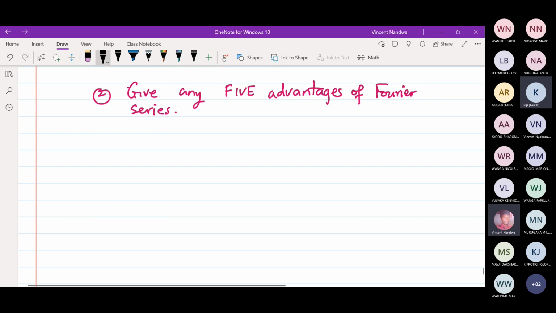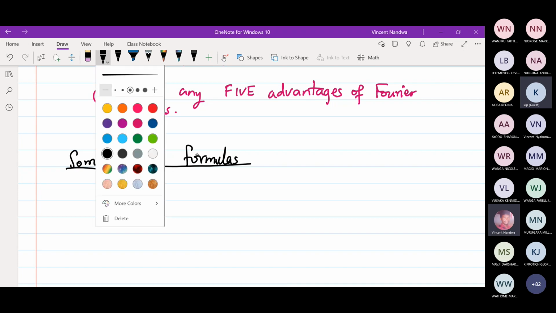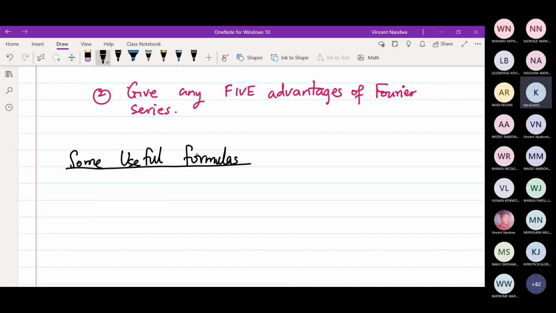So some useful formulas. These formulas have been done before in other engineering courses, and they will be very useful when you are solving problems in this chapter. So what is the value of the integral from 0 to 2 pi of sine of nx dx? Please work out the value of the integral 0 to 2 pi sine of nx dx. Remember, n is an integer.